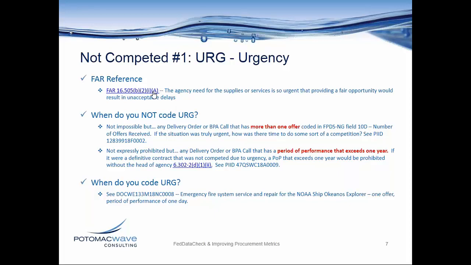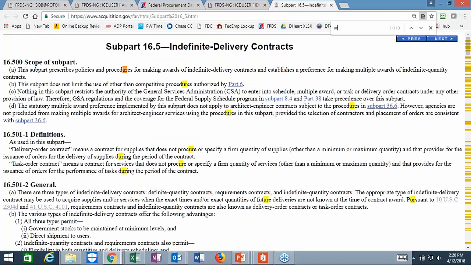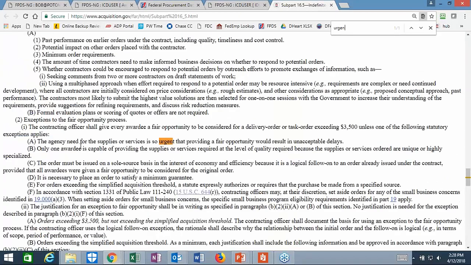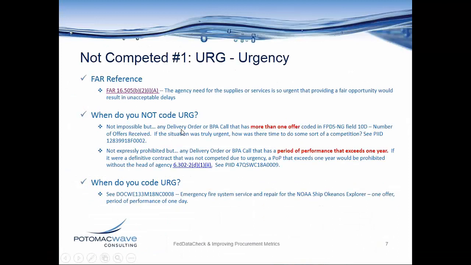If you look at the reference here, let's click out to the reference, 16.505(b)(2)(i), urgent. Here it is. The agency need for supplies or service is so urgent that providing fair opportunity would result in unacceptable delays. That's the authority you have in the FAR. Okay, it's not impossible, but I'm going to break this into, when do you not use that code, and when should you use it? So here are some examples where you should not use that code.